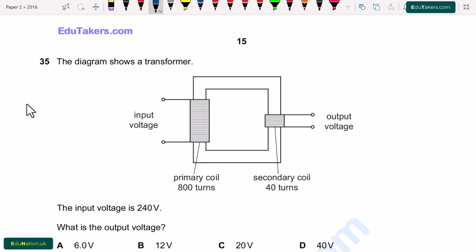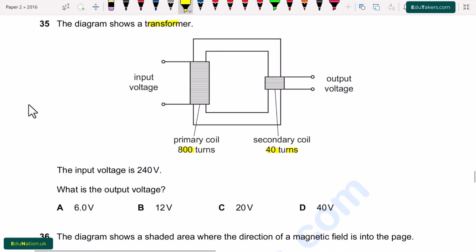Question number 35. The diagram shows the transformer. Here is the transformer. The primary coil has 800 turns and the secondary coil has 40 turns. The input voltage is 240 volt. What is the output voltage? So here we have to find out the output voltage. Here I use the concept that the ratio of the number of turns is equal to the ratio of the voltages. I write here Ns over Np is equal to Vs over Vp.